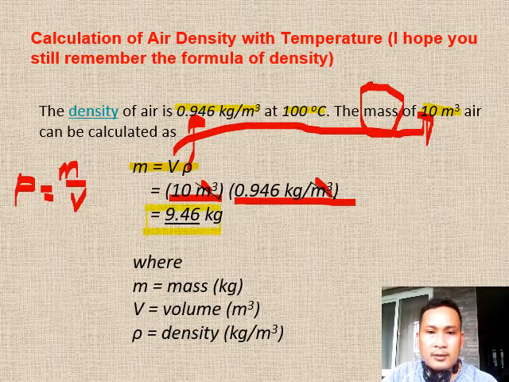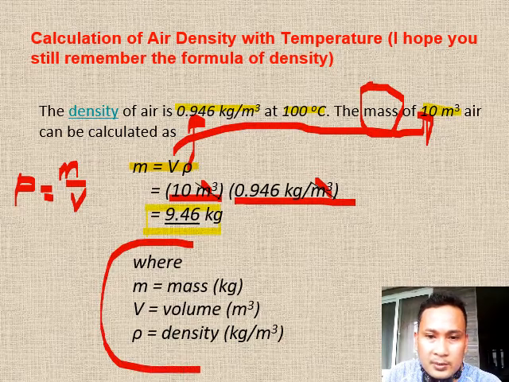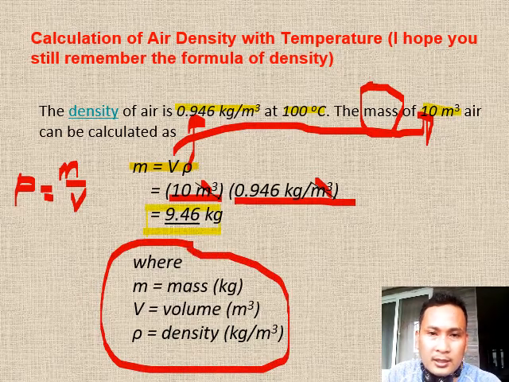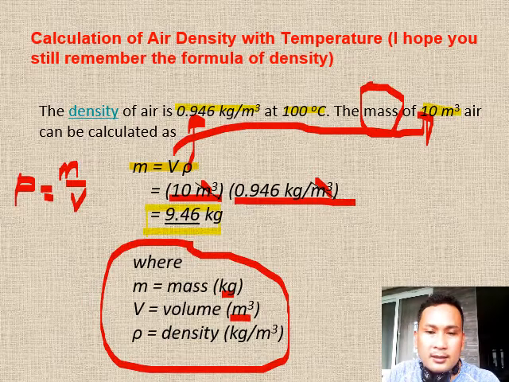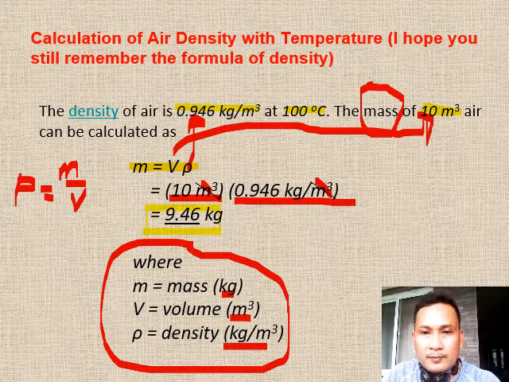Okay, I have also included there the specification of the variables for the formula. M stands for mass, the unit is kilogram. V is for volume, the unit is cubic meter. And the rho sign is density, which has a unit of kilogram per cubic meter.